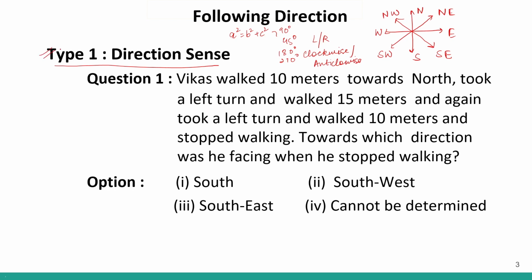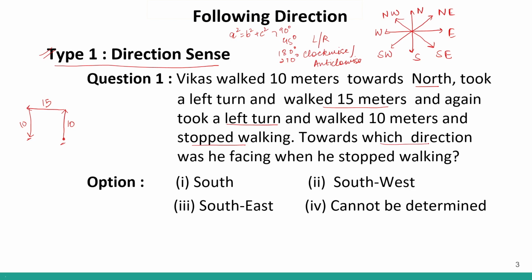So type 1, direction sense. Vikas walks 10 meters towards north. So let's say this is the initial position of Vikas. He is moving 10 meters in the north direction. Then he took a left turn and walked for 15 meters. And again he took a left turn and walked for 10 meters. So again he'll come back to this line. So this point and this point will be in the same line. This we discussed, right? And then he stopped walking.